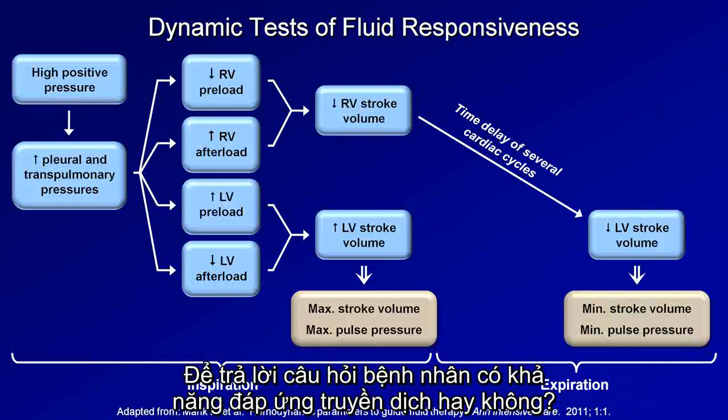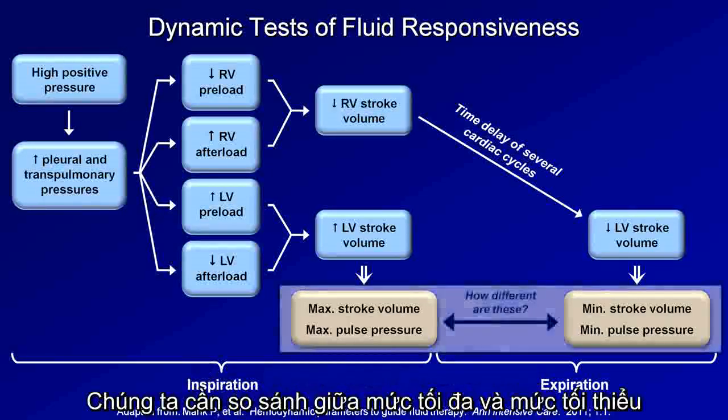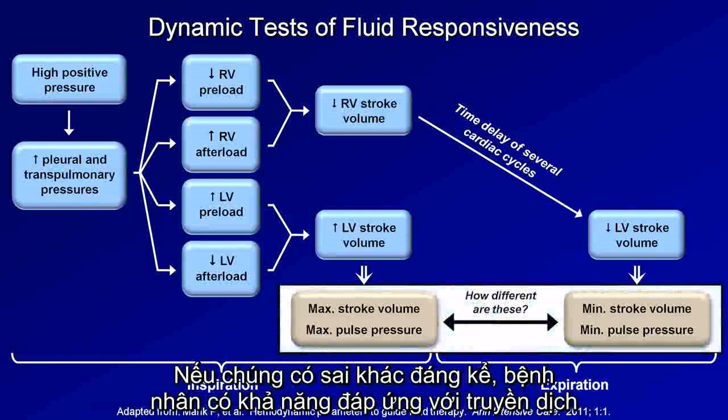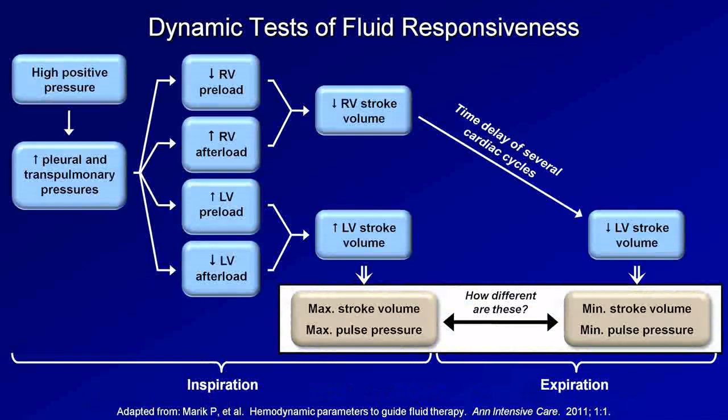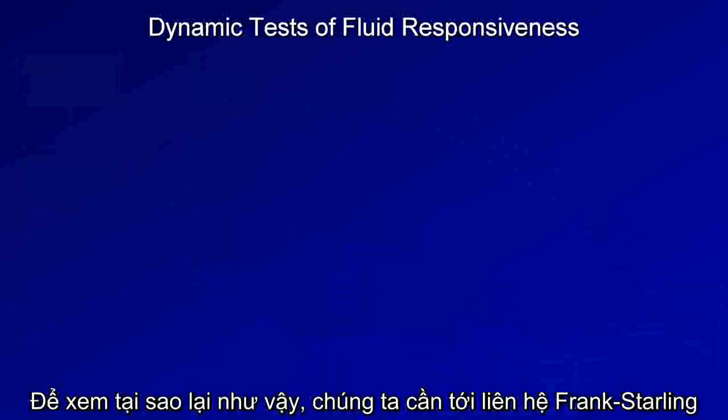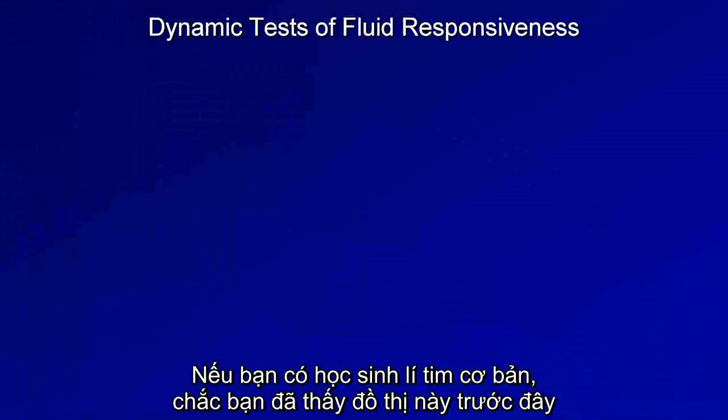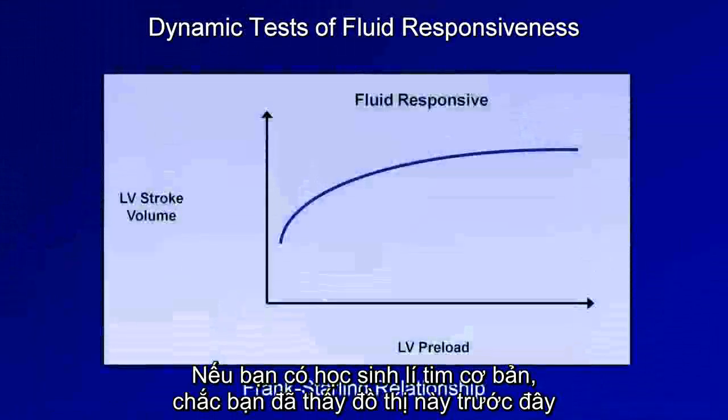To answer the question of whether or not a patient is likely to be fluid responsive, we need to compare the maximum and minimum. If these are significantly different, the patient is likely responsive. To see why that's the case, we'll need to visit the Frank-Starling relationship. If you've had basic cardiac physiology, you've seen this graph before.